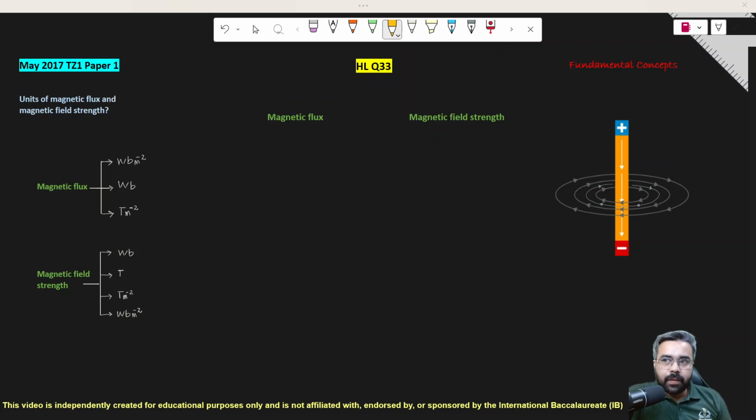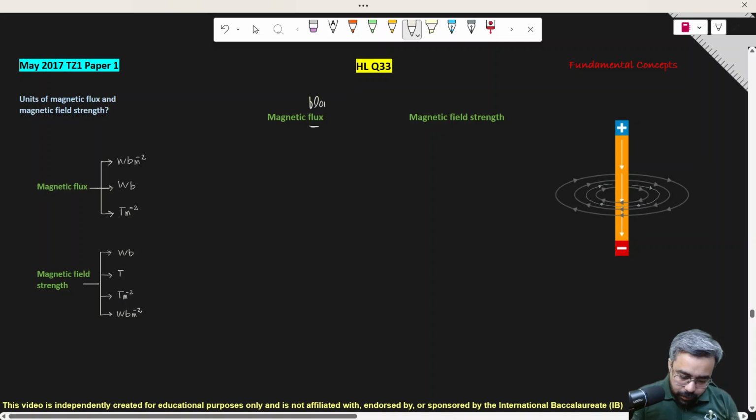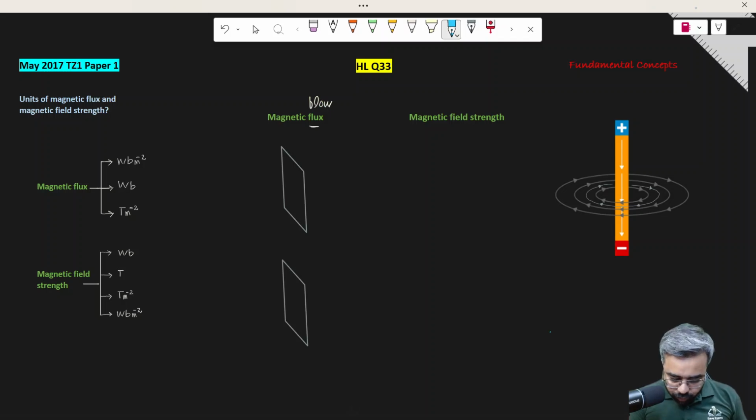In this question, we have to identify the units of these two physical quantities, but I will give you a little introduction to the meaning of each quantity. So first of all, the magnetic flux. Flux means the flow, so a flow of something. When we talk about the magnetic flux, it means a flow of the magnetic field lines through a certain surface area.